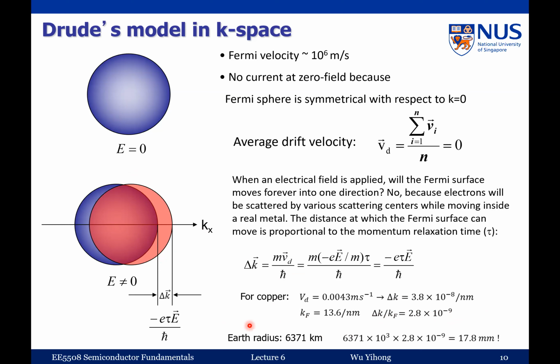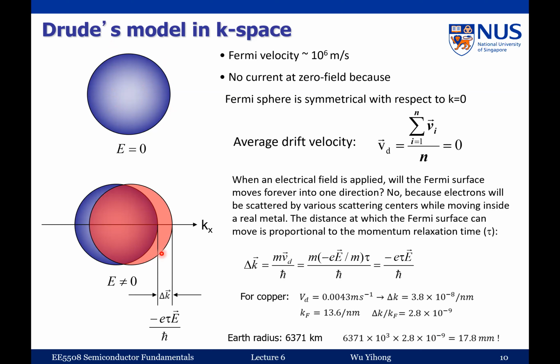So we can use an analogy. This means that if the Fermi sphere had the radius of the Earth, right? This is the Earth's radius. And then if you use a similar ratio to find out the amount of shift of the Earth, the shift is 17.8 millimeter. Just imagine if your Earth shifted by 17.8 millimeter, can you notice the shift? Not at all, right? Yet this small shift is sufficient to give you a very large current, right? So that's the view. This means that you should understand that in reciprocal space, not all the electrons contribute to electric conduction.